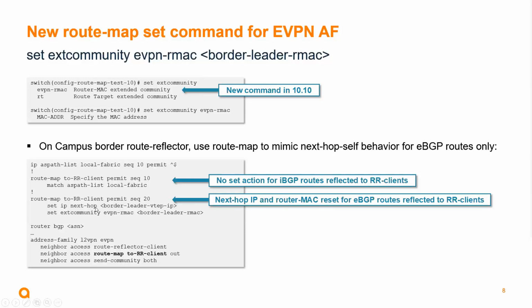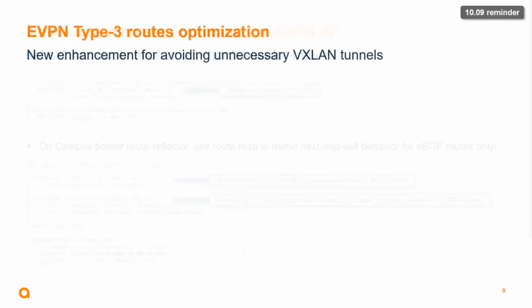So we will reset with the next hop IP address being the border VTEP, and the extended community EVPN router MAC being as well the border VTEP router MAC. Then you will apply that route map outbound to the route reflector client. So that's not very complex, and this will perform exactly what we are expecting for that to be made.